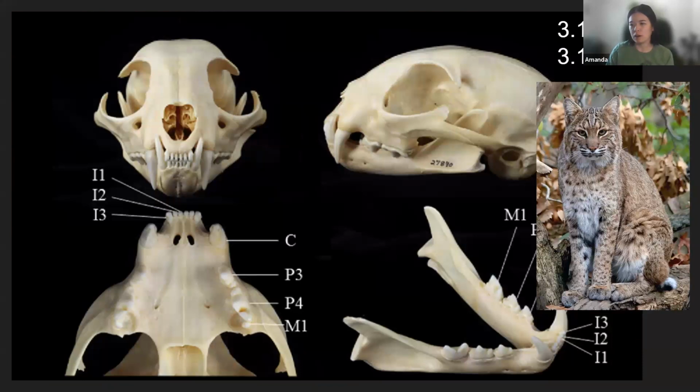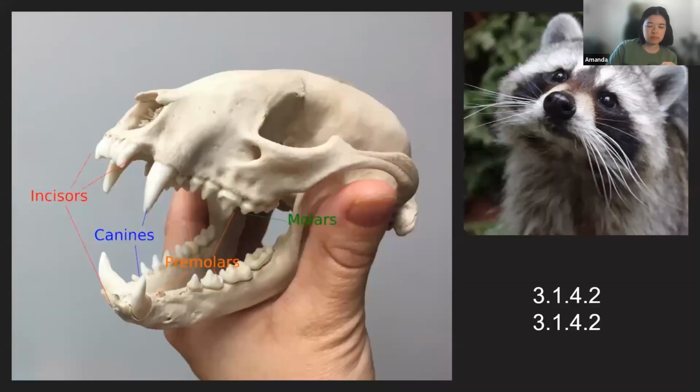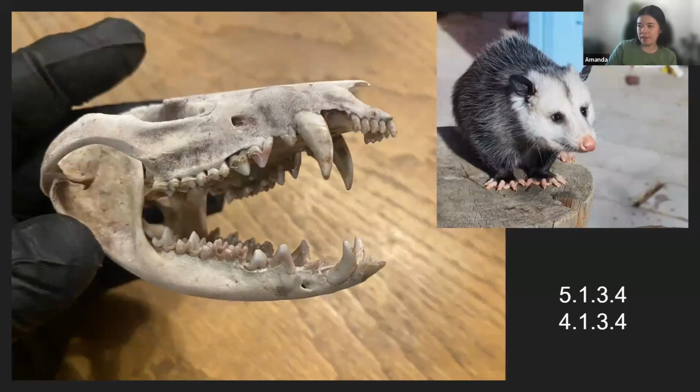Then you get into our carnivores like bobcats. They tend to have a shorter snout, so that means fewer teeth. They only have two molars, one premolar, or two premolars and one molar, and they're very sharp and pointy. Raccoons are also, their molars and premolars are also sharp and pointy. Their molars are kind of flat in the back, and we'll talk about why that is. Opossums are kind of the same way.